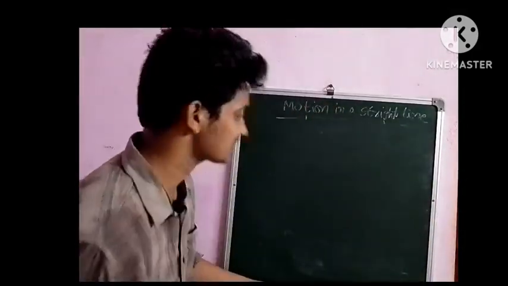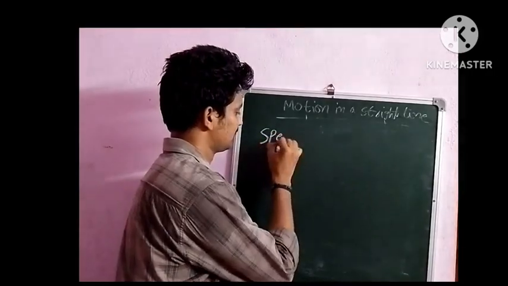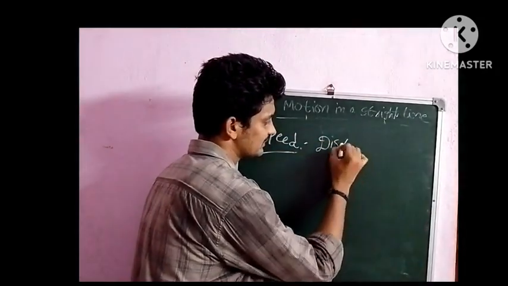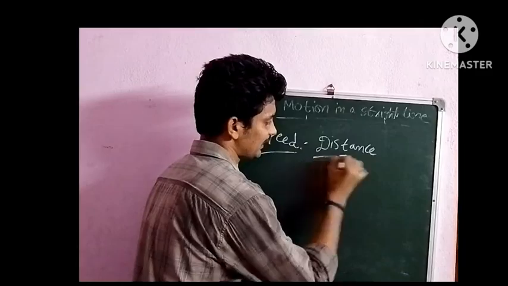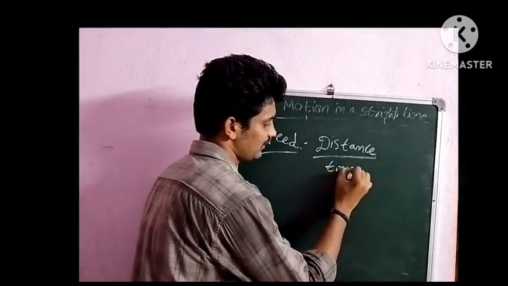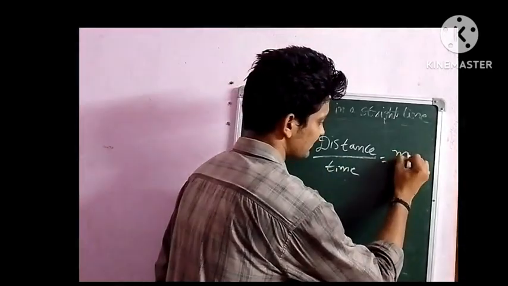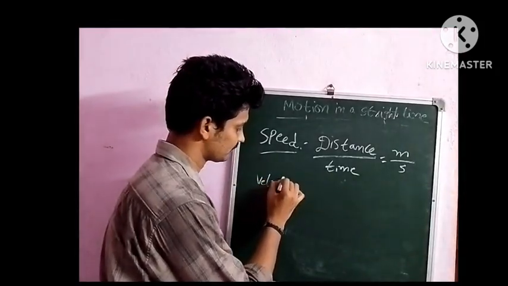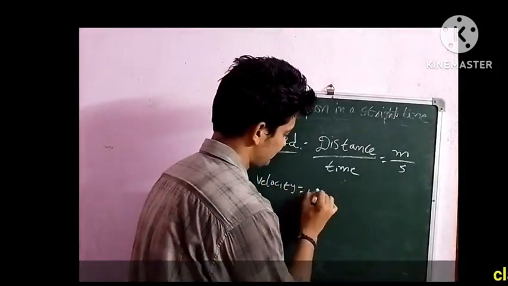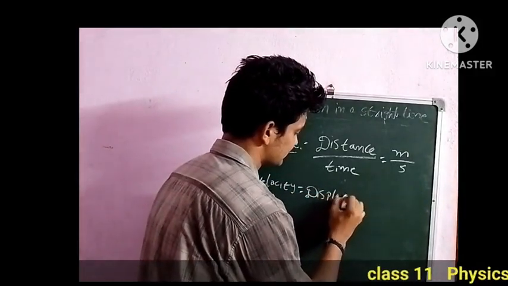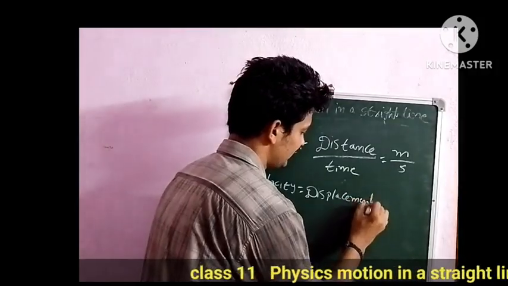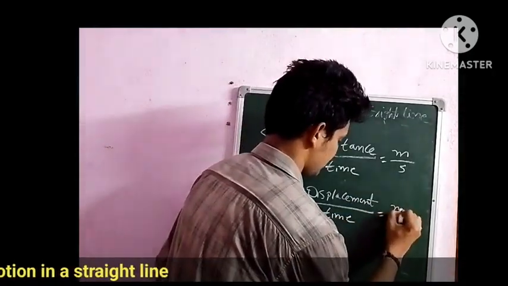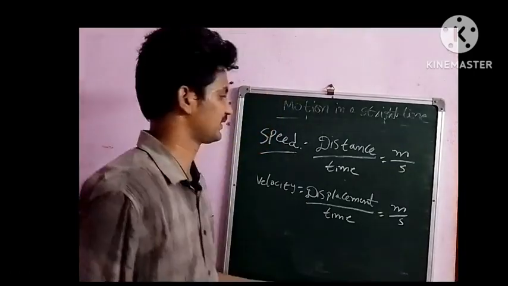And what is the speed, guys? Speed is nothing but distance by time. This is called speed, units meters per second. And velocity is displacement by time. That is called velocity, so same units, meter per second.